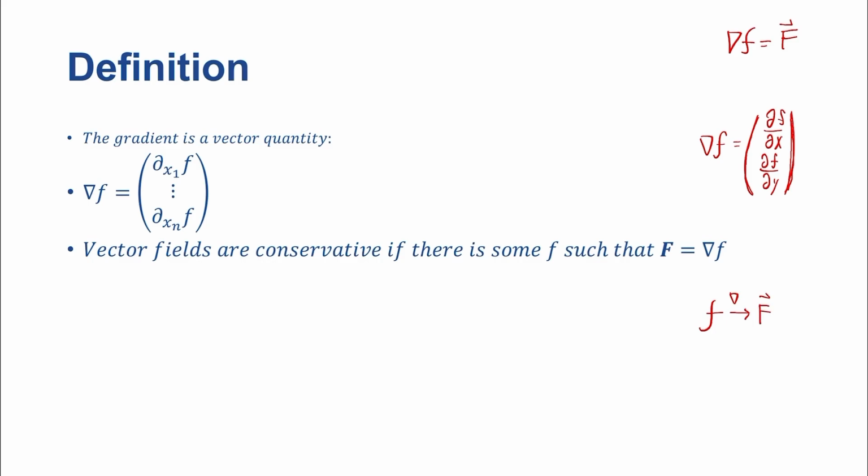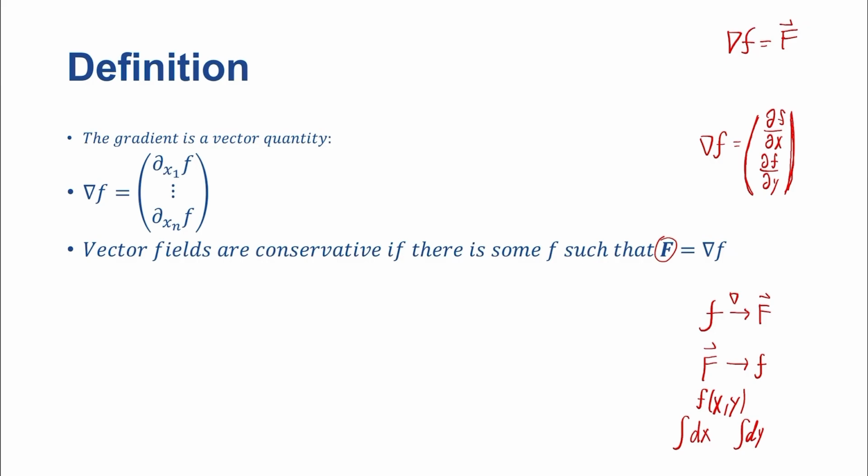Now the reverse process is called finding the potential function. So if I'm given F, then I need to reverse the gradient operator to find the scalar field. So to verify that some vector field is conservative, I need to reverse the gradient operator. Reversing the gradient operator is a little bit finicky, because you have some function of x and y. Then you need to integrate this with respect to x.